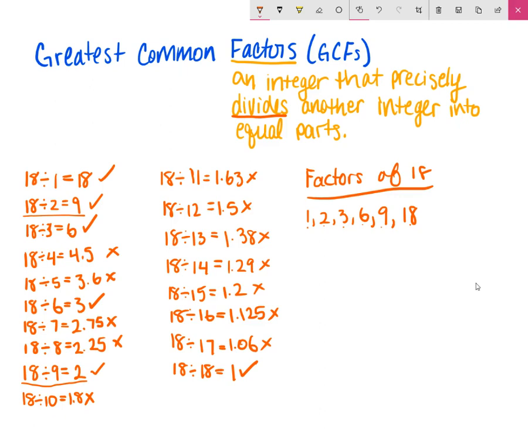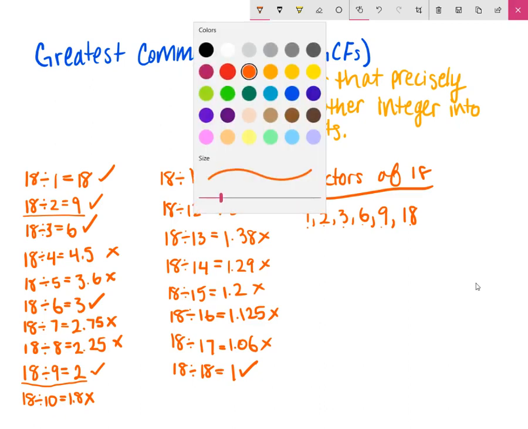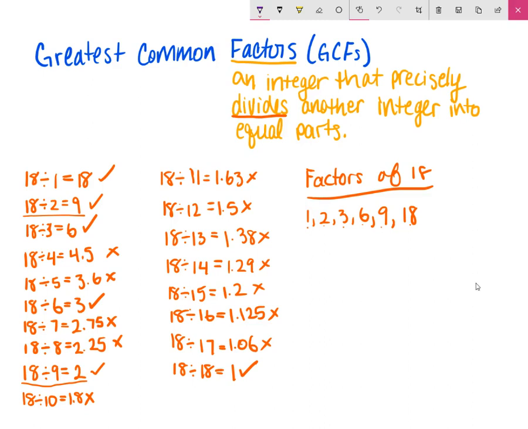Now, the next part comes where we need to find common factors. And when we are finding something that's in common, we're usually comparing 2 or more numbers or things together. So we have to pick another number. Let's choose 12. Now, I'm not going to list out all the numbers that we can divide 12 by, 1 through 12, because I know the factors of 12. And this makes it a lot quicker so that we can move on to finding the common factors of 12 and 18.